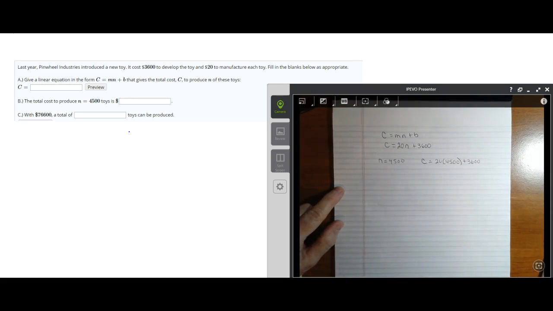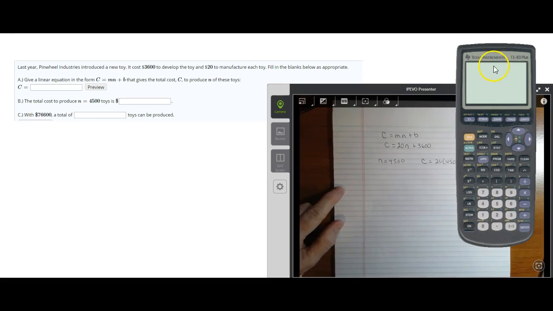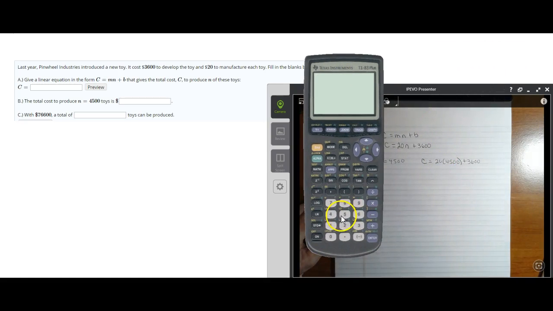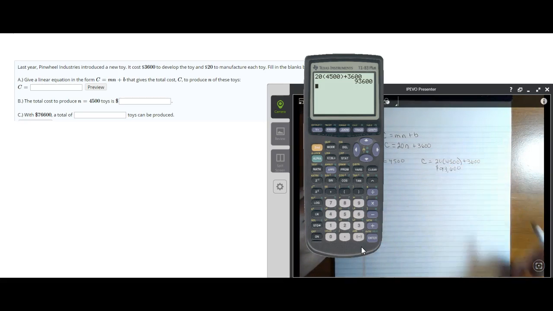So when we calculate that, I can bring up my calculator here. Let me move it over so we see what we're doing. So I'm going to have 20 times 4,500, plus 3,600. So there, we just put that in our calculator, and I get 93,600. So that's what it's going to cost us to produce 4,500 toys. Right, so that's going to be our second B.